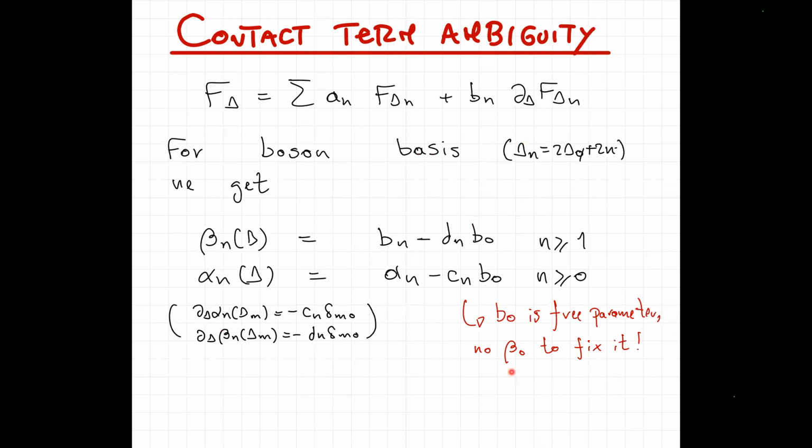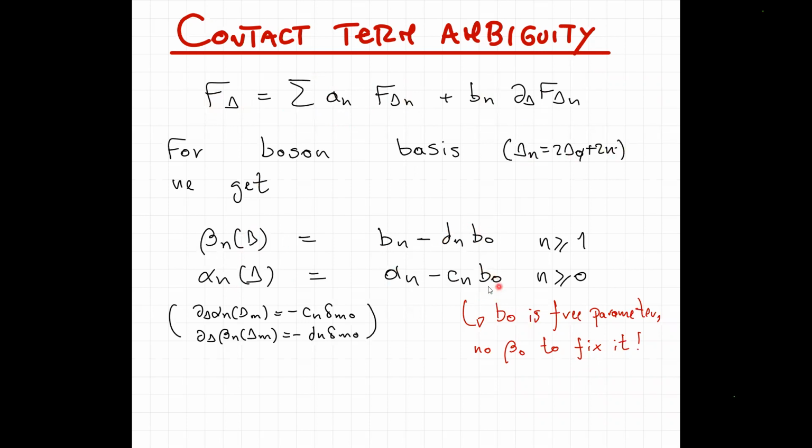Okay, so now let us understand this subtlety with the boson basis. So let us write an equation. Let us assume that an equation like this exists, and let us try to compute what these coefficients are. Here delta n are the boson values, 2 delta phi plus 2n. So we simply act with the functionals on both sides of the equation. And this gives that beta n of delta is equal to b n minus d n d 0. And well, so you get these equations.